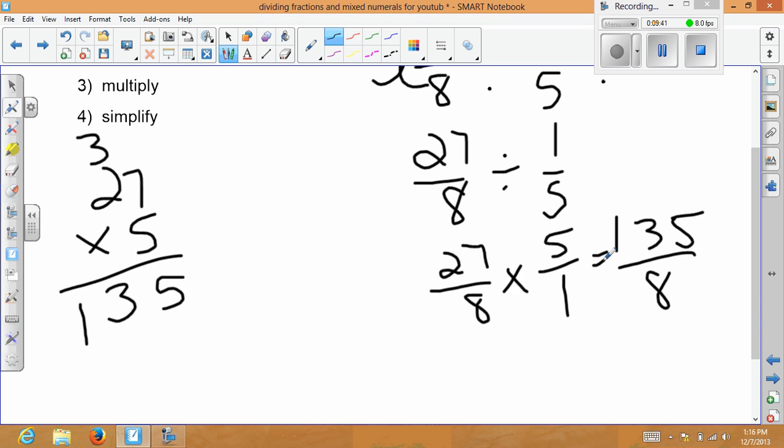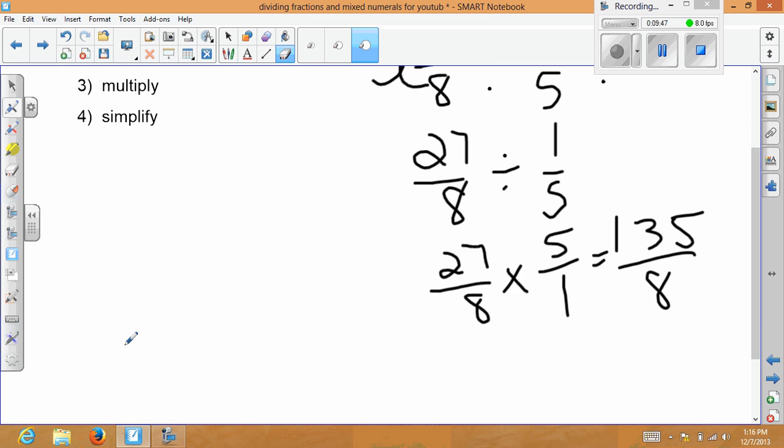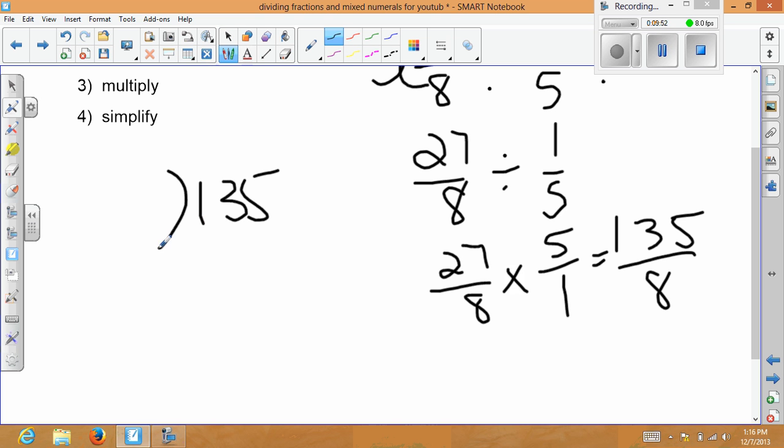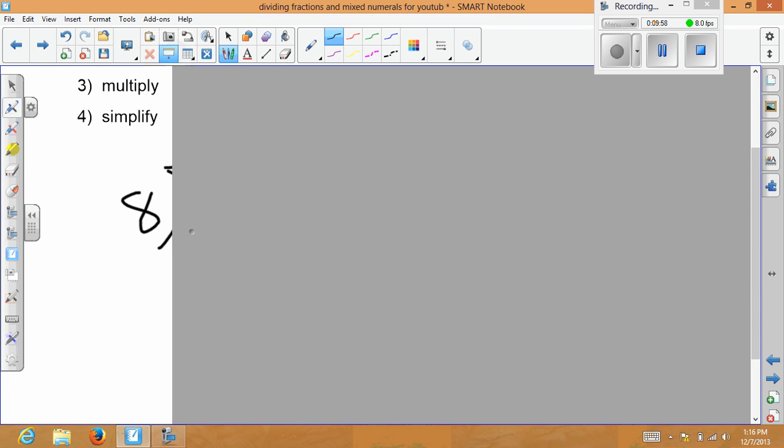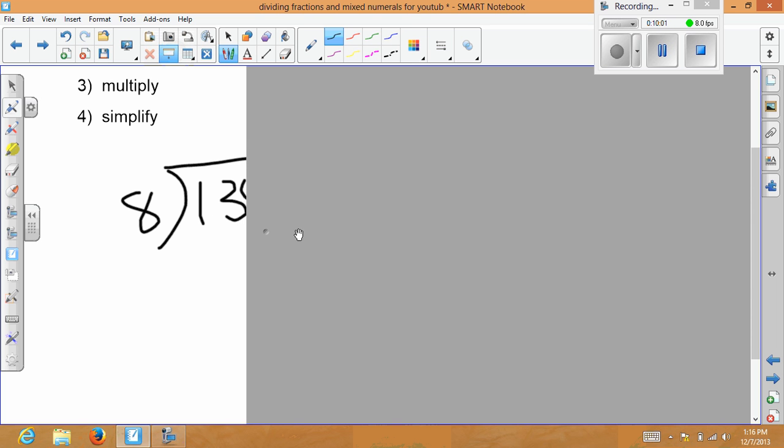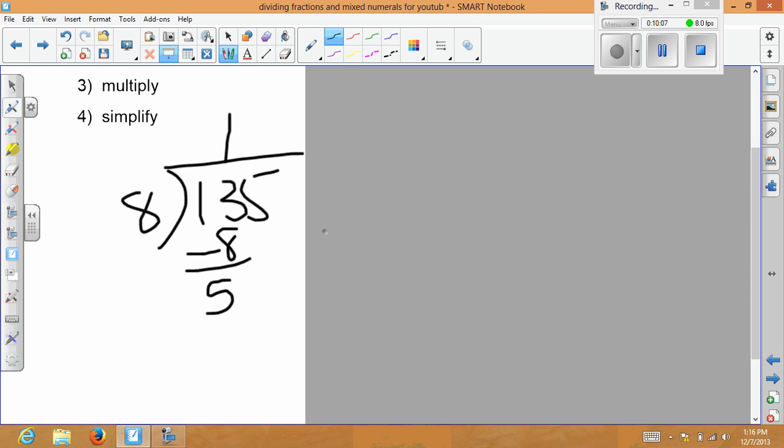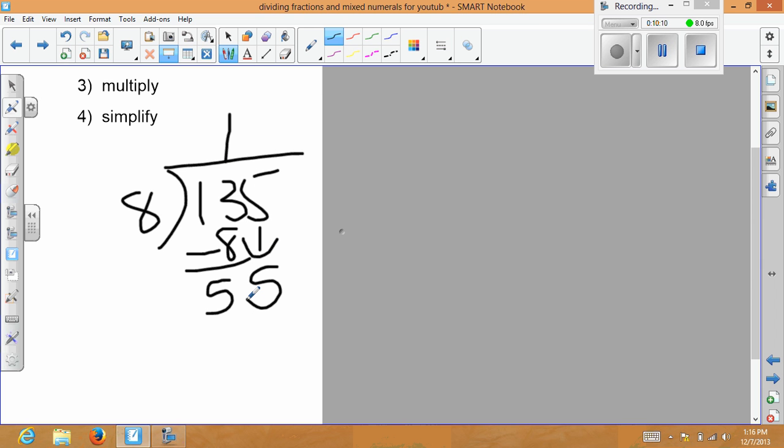And 135/8, that is a very improper fraction. So I know that all fractions mean divide. So I'm going to divide 135 by 8. See how many sets of 8 are in 135. So 8 goes into 1, no. 8 into 13 goes once. 1 times 8 is 8. Subtract, I get 5. Bring down my next number, which is 5. 8 times what is close to 55? Well, 8 times 7 is 56, so that's too big, so I'm going to use 6. 6 times 8 is 48. I subtract, I get 7, so my answer is 16 and 7/8.